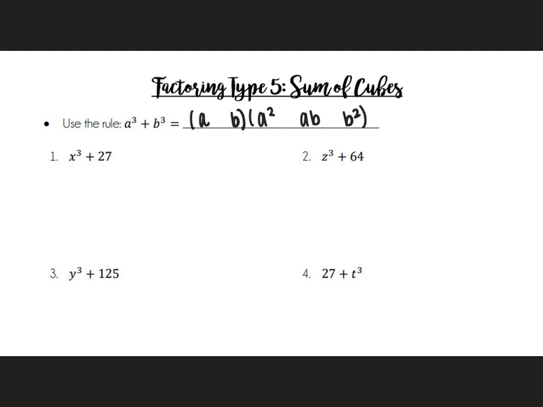The formula always follows a rule. So these two signs are always going to be the same. So for this formula, it will be addition. These two signs will always be opposites. So for this type, it will be subtraction. And the last sign will always be positive.